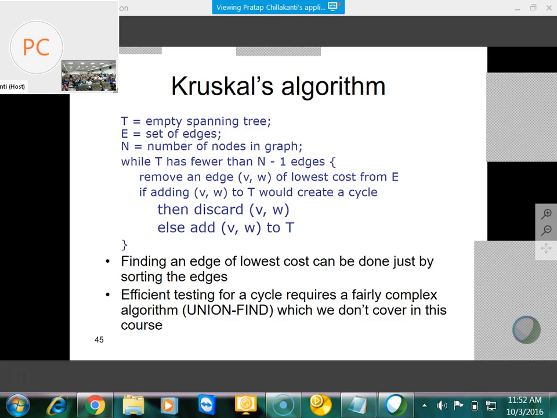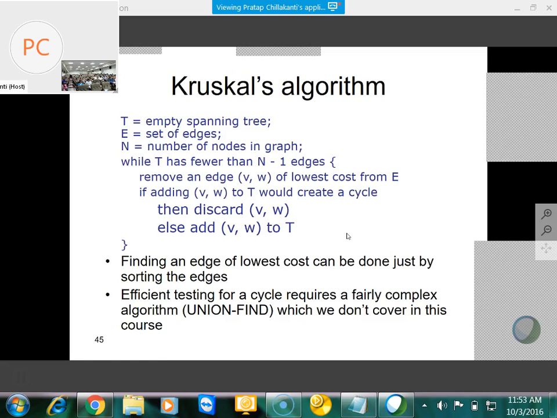Okay? So you remove an edge VW, where V is the vertex and W is the weight of the edge, of the lowest cost from E. Okay? Now, while you're adding it, if it creates a cycle, then you discard it. Otherwise, you add it to it.